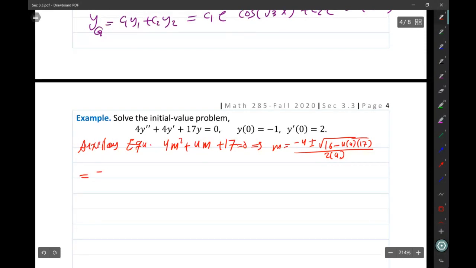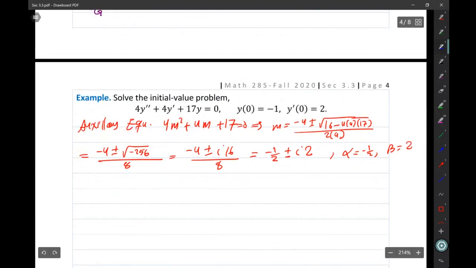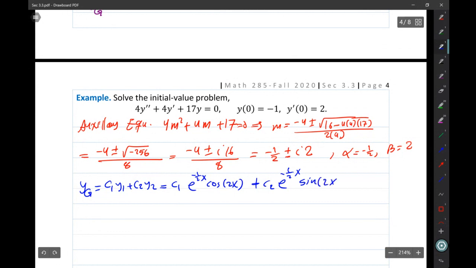So this becomes minus 4 minus plus the square root of minus 256 divided by 8, which is minus 4 minus plus i times the square root of 256, which is 16, divided by 8, and this equals what? Minus half minus plus i times 2. So here you have alpha is equal to minus half and beta is equal to 2. So the general solution yg is c1y1 plus c2y2, which is equal to c1 e to the power minus half x cosine 2x plus c2 e to the power minus half x sine 2x.